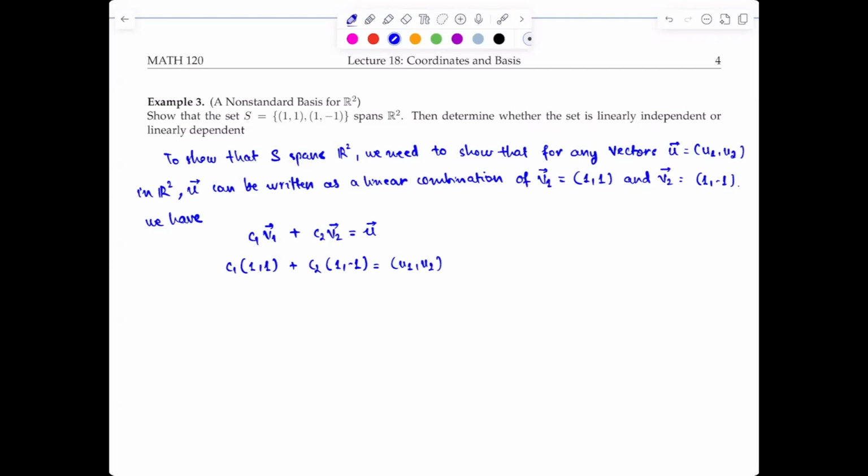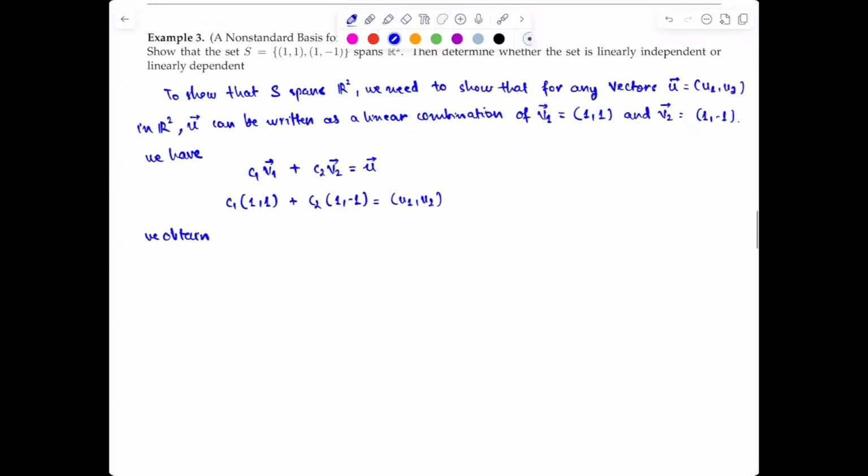Okay, so from the first component, C1 times 1 gives you C1 plus C2 equal to U1. So C1 plus C2 equal to U1. Now for the second component, you have C1 minus C2 equal to U2. Okay. So we have seen this type of issue before, that on the right hand side there are no specific values for you to calculate, right?